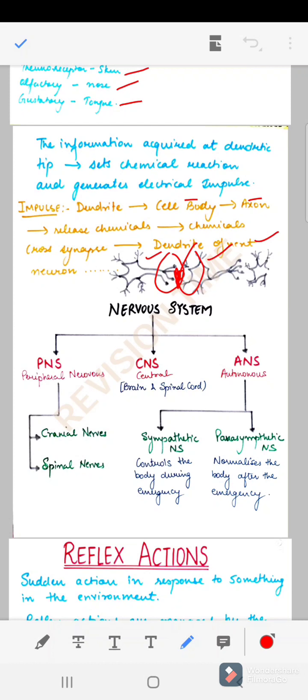The peripheral nervous system is composed of the cranial nerves and the spinal nerves. Cranial nerves come from the brain, and spinal nerves from the spinal cord. The central nervous system consists of the brain and spinal cord. The autonomous nervous system has two branches, sympathetic and parasympathetic. The sympathetic nervous system controls the body during an emergency, and the parasympathetic nervous system normalizes the body after the emergency situation.